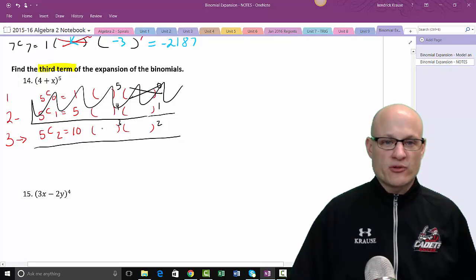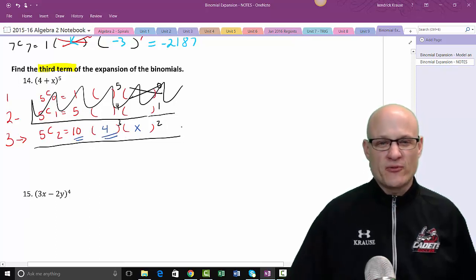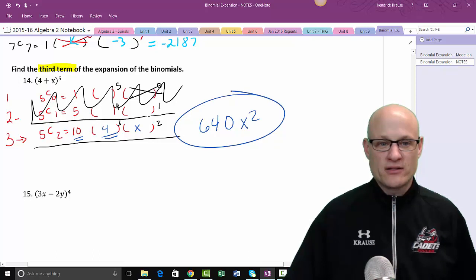So in this one goes the 4, and in this one goes the x. So this is 10 times 4 cubed. 4 cubed is 64. 64 times 10 is 640 x squared. Done.